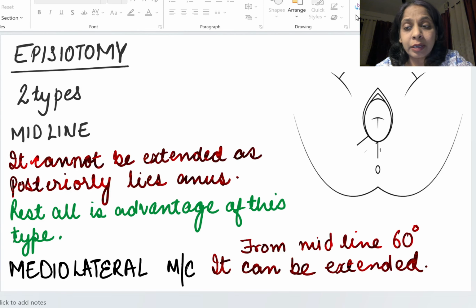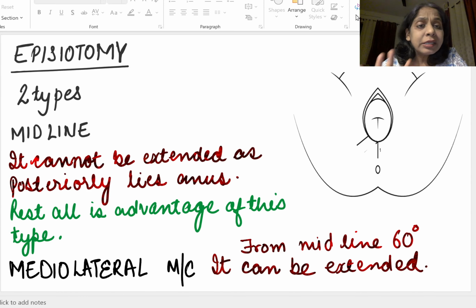Episiotomy is the incision which we give in the vagina so that the baby can be delivered easily, right? It is of two types. Number one is midline and the other is mediolateral. Midline is when we give a straight incision. In the diagram it's already shown.